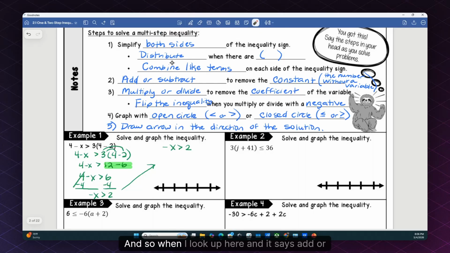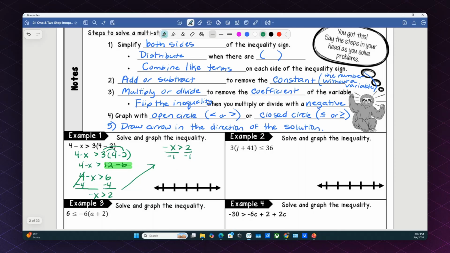All right, there is a negative in front of my x. And so when I look up here and it says add or subtract, okay, we did that. We're going to multiply or divide to remove the coefficient of the variable. Well, this negative, it's in front of that. And so that means multiply. So it's saying -1 times x is what it's saying. So the opposite function of -1 times x would be to divide by -1. And that's what I'm going to do. So I'm going to divide by -1 on both sides.